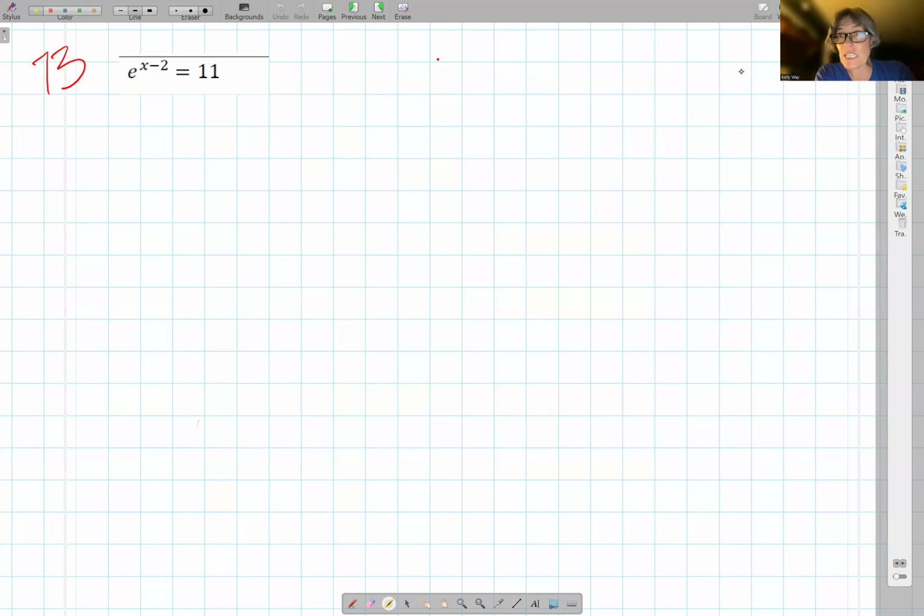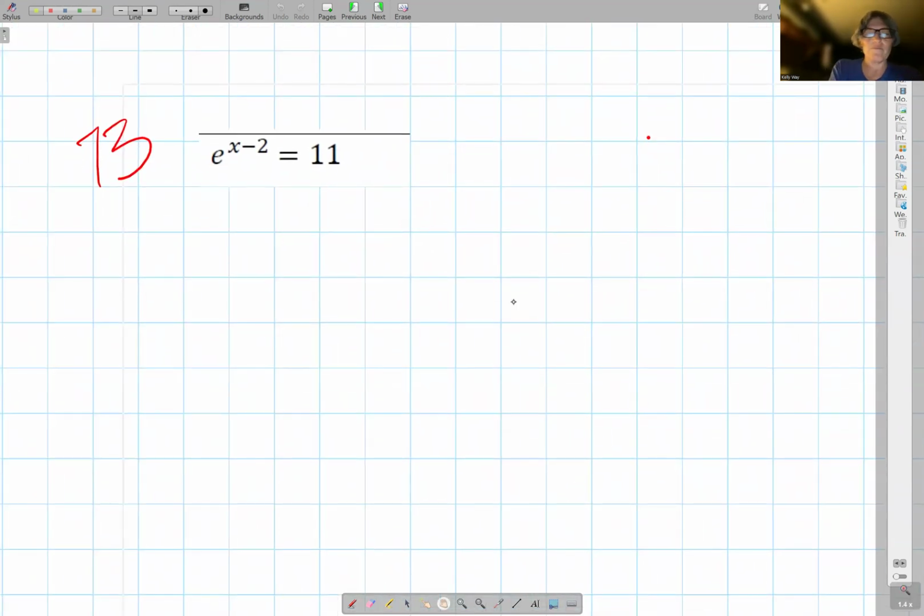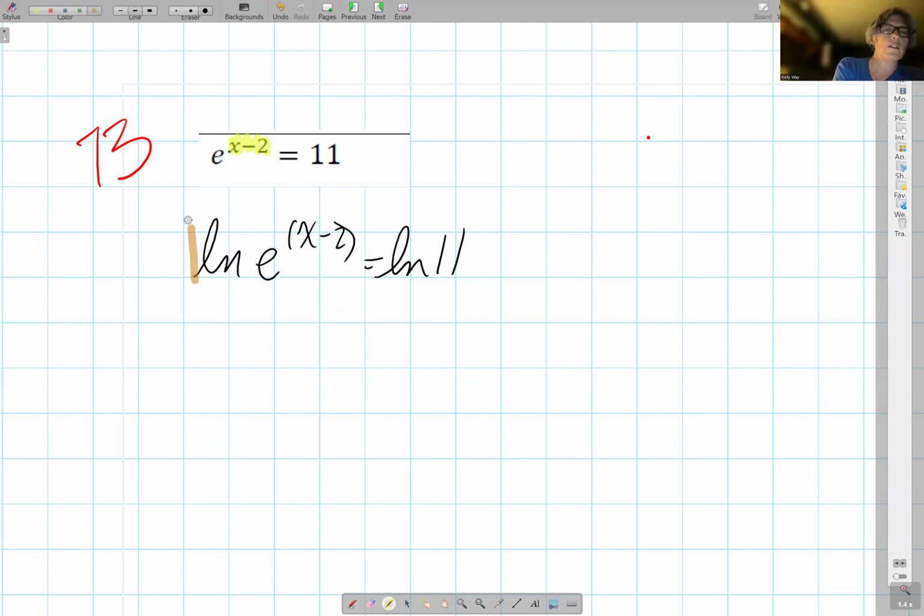All right, number 73. Again, you guys just ask yourself, you've got to find a way to get that exponent out. So we're going to do that by using natural logs. So I'm going to go ln e^(x minus 2) equals natural log 11. Now, here is a little bit of a trick that makes it a lot easier. Technically, this is log base e of e^(x minus 2).